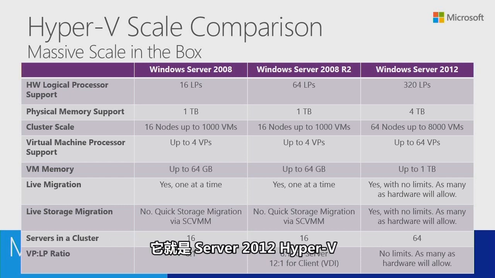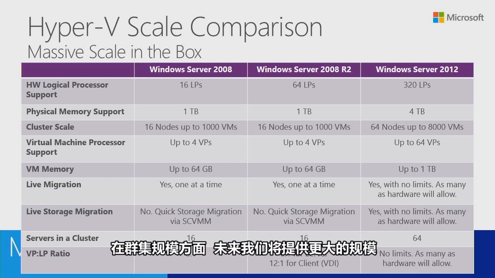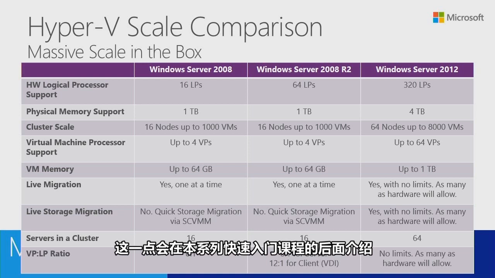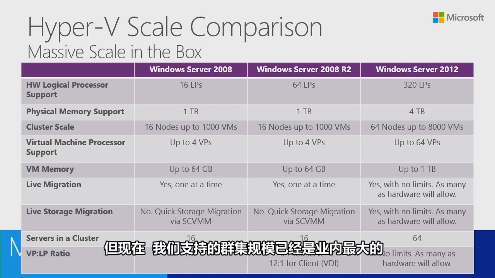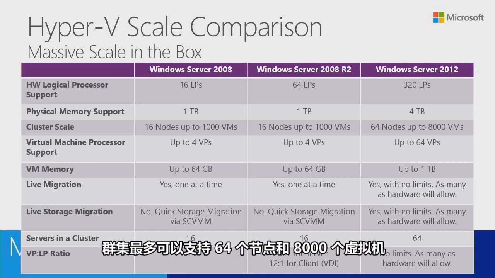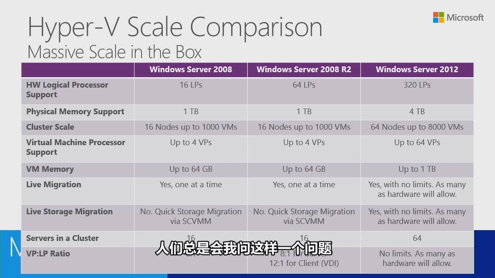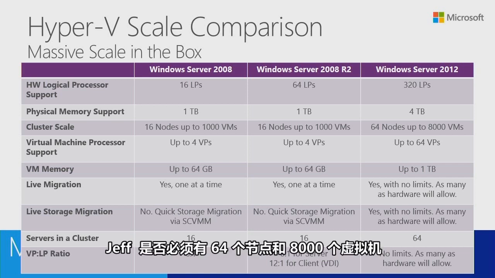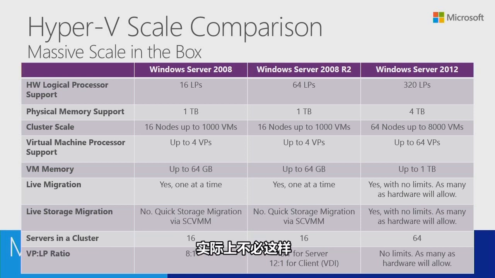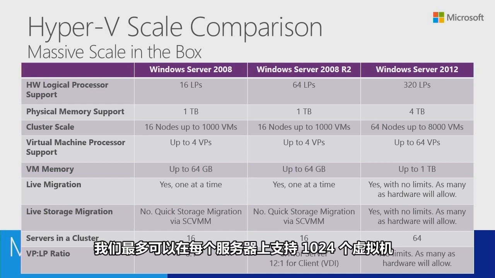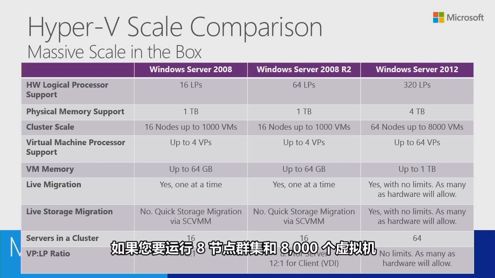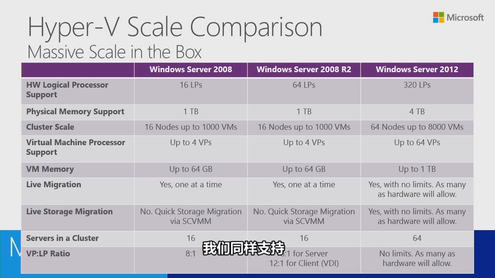It's Server 2012 Hyper-V. In terms of cluster scale, I'm kind of giving you a peek at the future of what you'll hear later in the Jumpstart, but we now support the largest scale clusters in the industry, up to 64 nodes and 8,000 virtual machines in a cluster. And one question I do get asked all the time is, Jeff, do I have to have 64 nodes to go 8,000 VMs? Actually, you don't. If you really wanted to, we support up to 1,024 VMs per server. So if you wanted to run an 8-node cluster and 8,000 VMs, we'd support that as well.